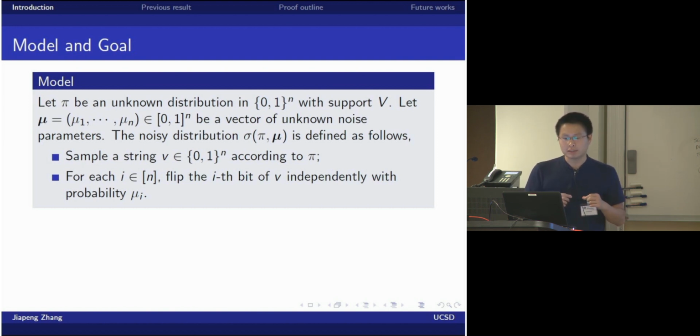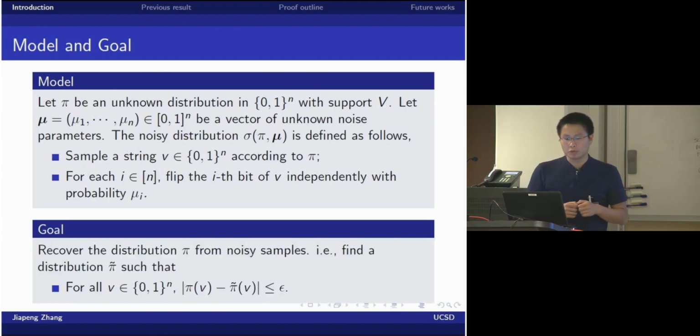The noisy distribution is defined as follows. We first sample a string according to pi, and then for each coordinate, we flip it independently with probability mu_i. The goal is to recover the distribution pi from noisy samples. We want to find a tilde pi such that the L infinity distance between pi and tilde pi is small.